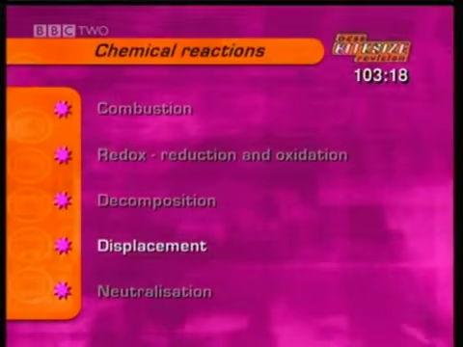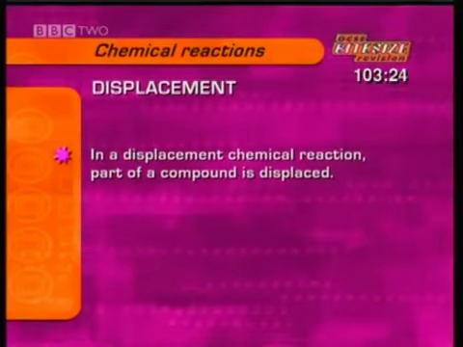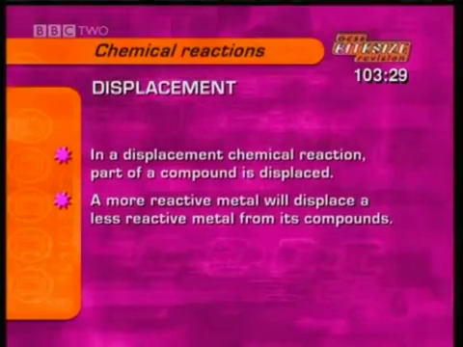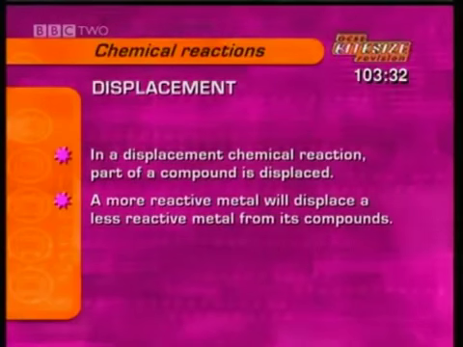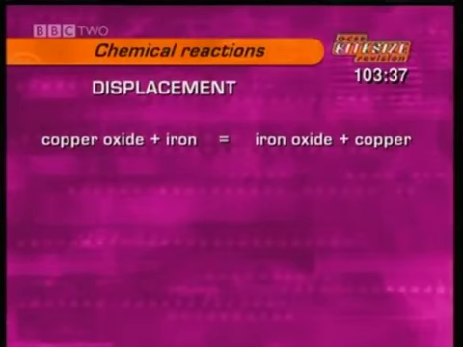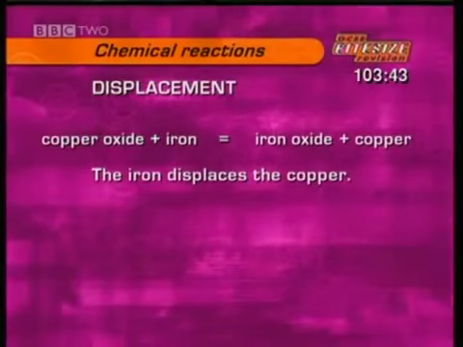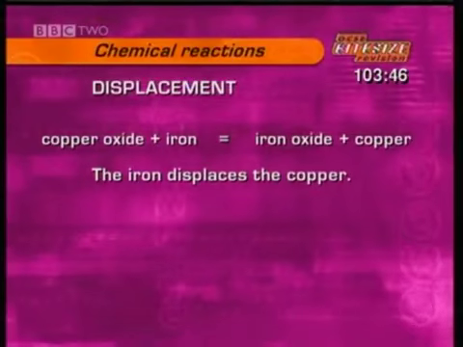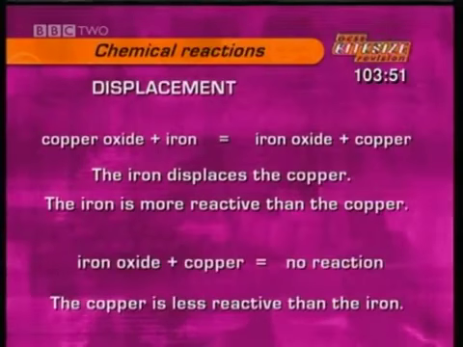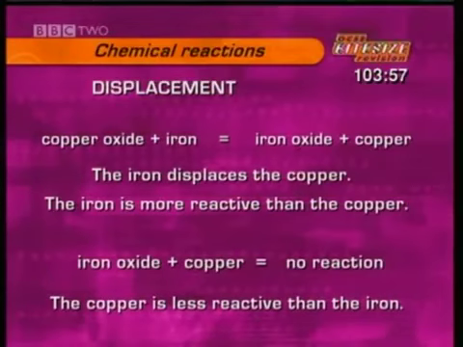Next, displacement reactions. In a displacement reaction, part of a compound is displaced during a chemical reaction. For example, a more reactive metal will displace a less reactive metal from its compounds. For example, copper oxide plus iron gives iron oxide plus copper. The iron displaces the copper from the copper oxide and takes the oxide over for itself. That's because iron is more reactive than copper. Iron oxide plus copper produces no reaction because the copper is less reactive than the iron.